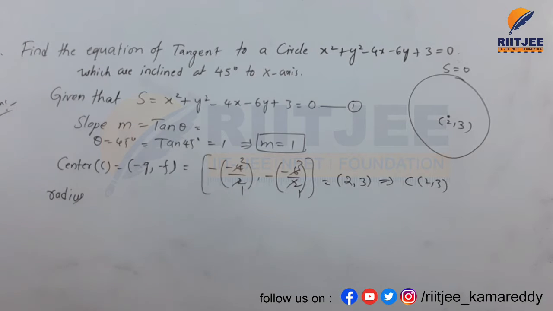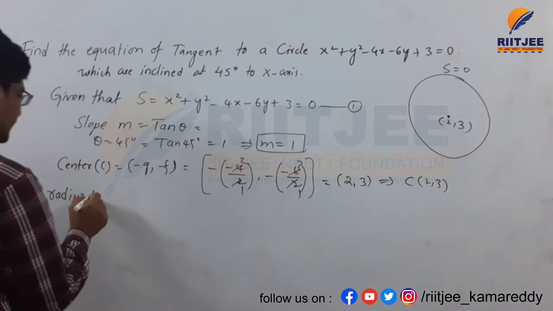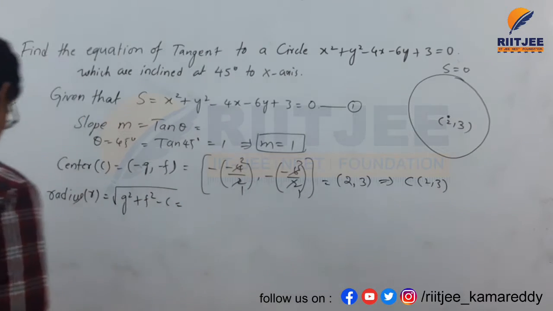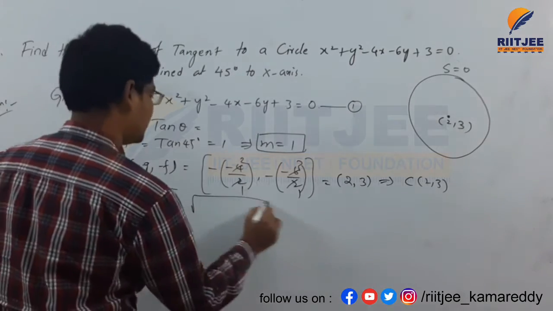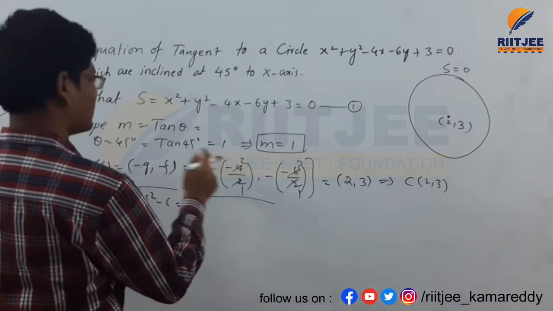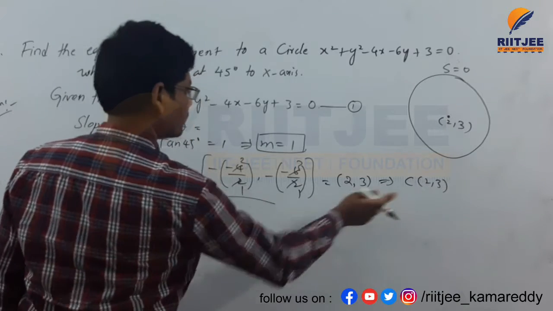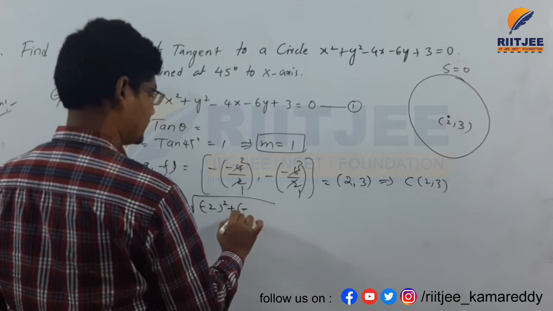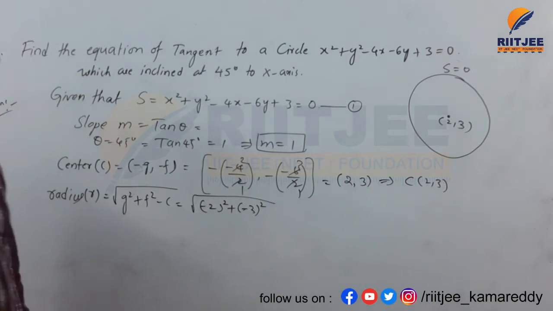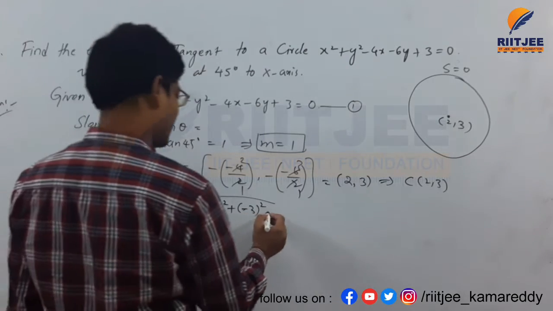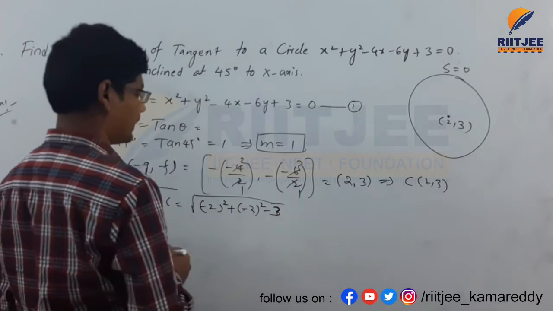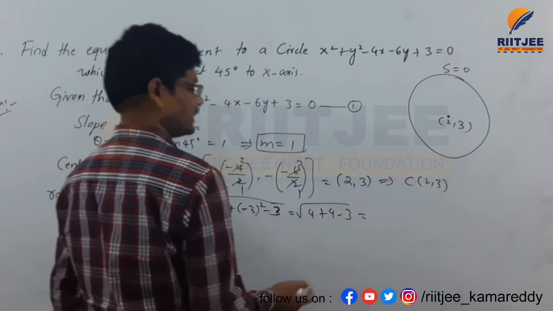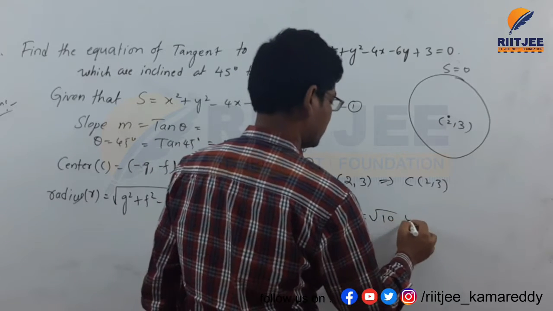Here we need to find the radius. Radius r is equal to square root of g square plus f square minus c. Here g is 2, so 2 whole square plus f is minus 3, and c is plus 3, so minus c is minus 3. That is 4 plus 9 minus 3, 9 minus 3 is 6, 6 plus 4 is 10 units.